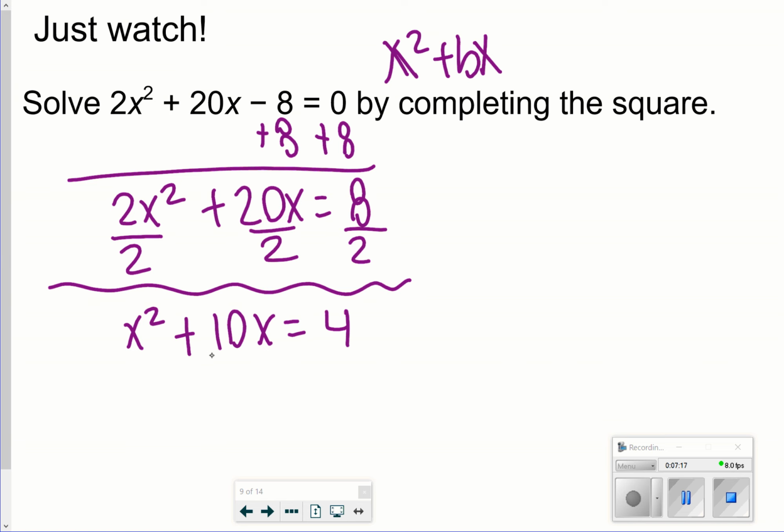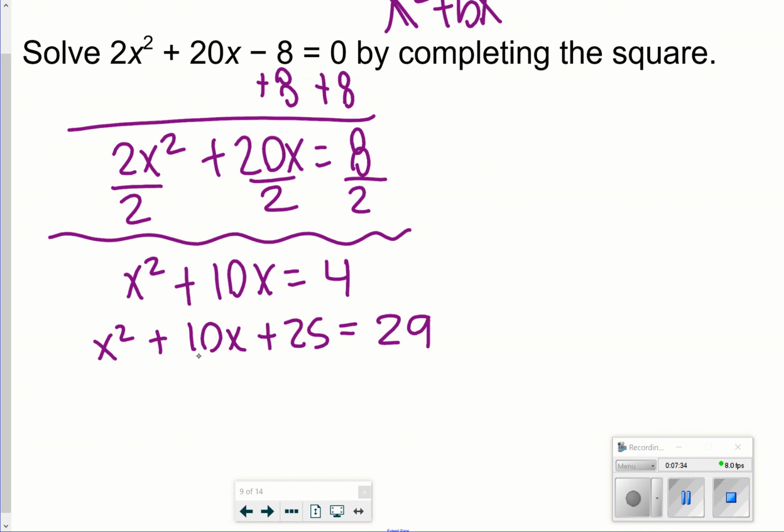I'm going to take half of 10x, which is 5, and 5 squared is 25. So I'm going to add 25 to both sides. So plus 25 on the left side, and 4 plus 25 is going to give me 29. To factor this trinomial, x squared plus 10x plus 25, it would just be x plus 5 squared is equal to 29. And then we're just continuing what we saw before.